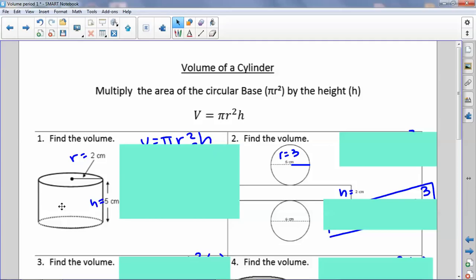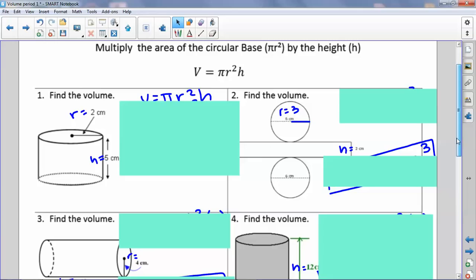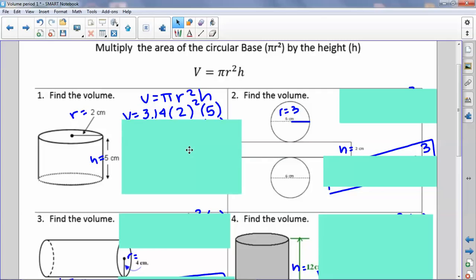Now, looking at example 1, we're going to identify the radius and the height. Remember, the radius is only from the center of the circle to the outside of the circle, not all the way across. That would be diameter. So in this case, radius is equal to 2 centimeters, and our height of our cylinder is equal to 5. So, using the formula we have up here, pi r squared times h, we're going to use 3.14 for pi times 2 squared times 5.